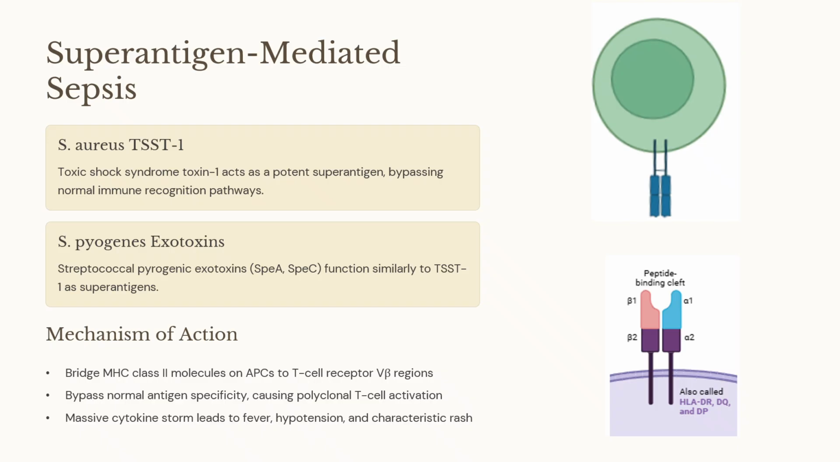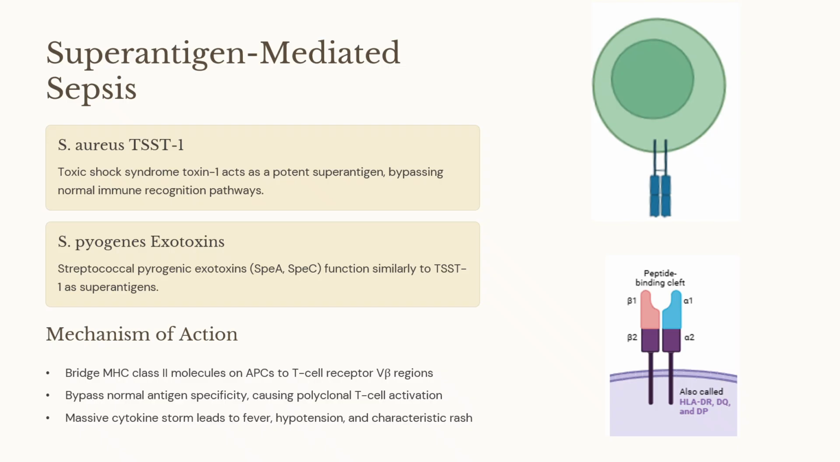Toxic shock syndrome toxin 1 is produced by the Staphylococcus aureus. This is a powerful superantigen that drives massive T cell activation and cytokine release. Interestingly, Streptococci pyogenes also produces a group of exotoxins called streptococcal pyrogenic exotoxins. They both act in a similar way, functioning as superantigens and causing sepsis.